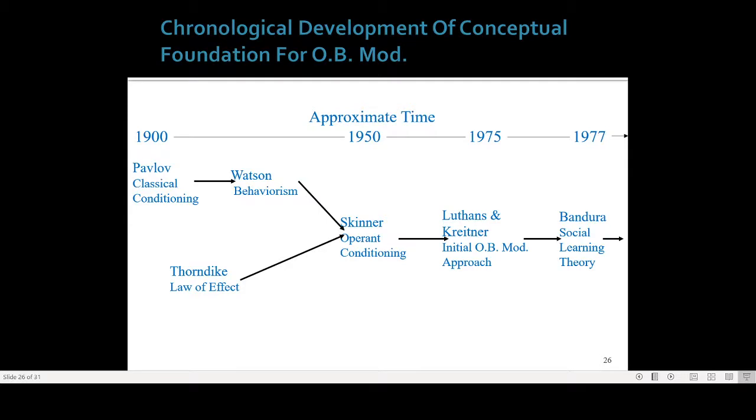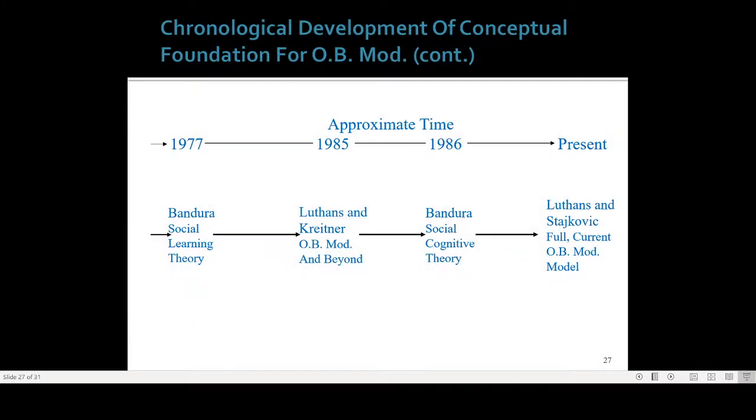If you look at this idea of organizational behavior, as you can see from the 1900s, Pavlov, the Russian psychologist, classical conditioning, then the American psychologist Watson, behaviorism, and then Skinner did a lot of operant conditioning studies, which you have seen in some of the videos now. Luthans has done a lot of work on the OB modification approach, and Albert Bandura introduced social learning theory in 1977, and then Luthans again did a lot of work in 1985, and to the present there is a lot of research happening on behavior modification.